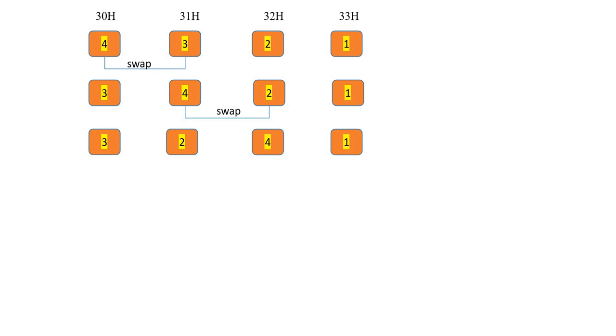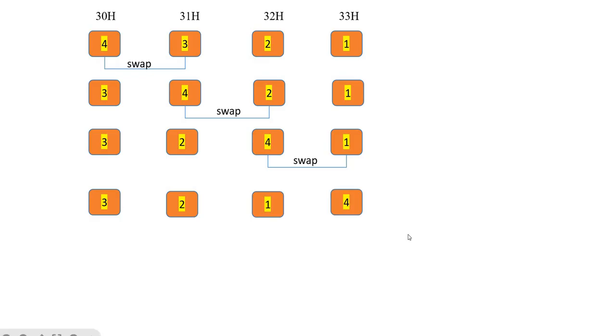In the next step, we keep 3 and 2 as they are, and we compare 4 with 1. Now 4 is larger than 1, so we swap them and we get 1 and 4. So in this pass, we have moved the largest number to the end. This is the first pass, and we are doing 3 steps here.